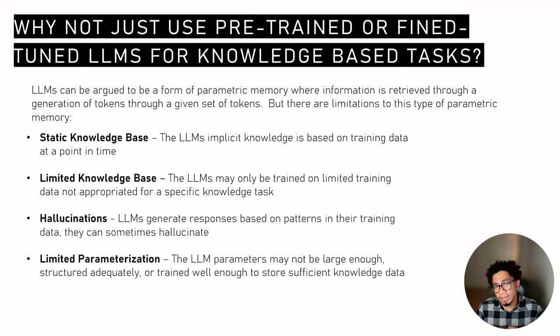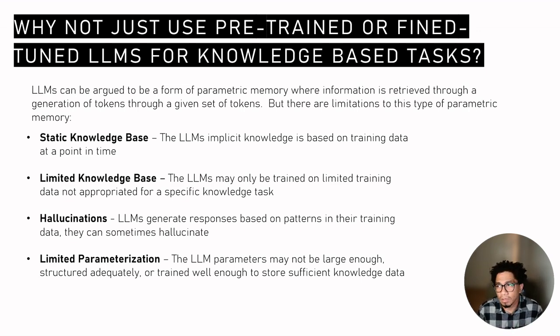The fourth issue is limited parameterization. So LLM parameters may not be large enough, right? A 1 billion parameter LLM is very different to a 14 billion parameter LLM, which is very different to a 70 billion parameter one, and there are obviously larger models out there. You need enough parameters to store data.